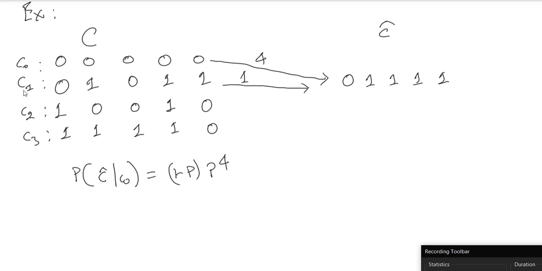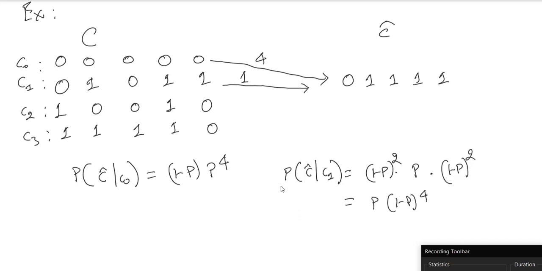Similarly, if C1 was transmitted, then there would have been only one error for us to receive C hat. If we calculate the probability that we received C hat given C1 was transmitted, it will be, okay, so the first two bits are not in error, so the probability of that happening is (1 minus p) squared. The third bit is in error, we have a probability p, and the last two bits are not in error, so that will be (1 minus p) squared. So the probability of C hat given C1 will be p times (1 minus p) to the power 4.